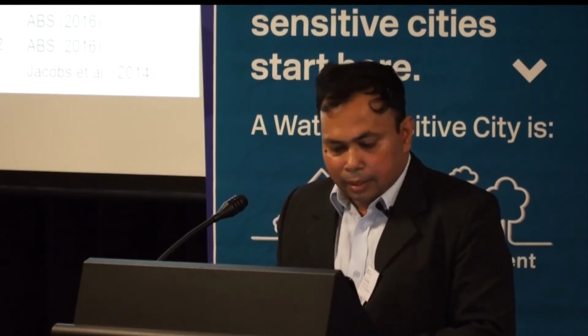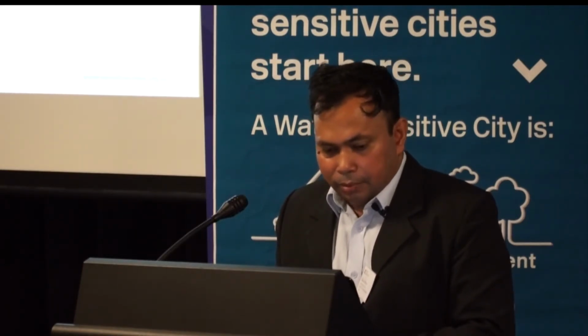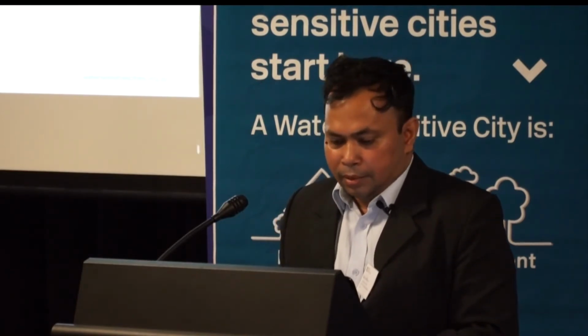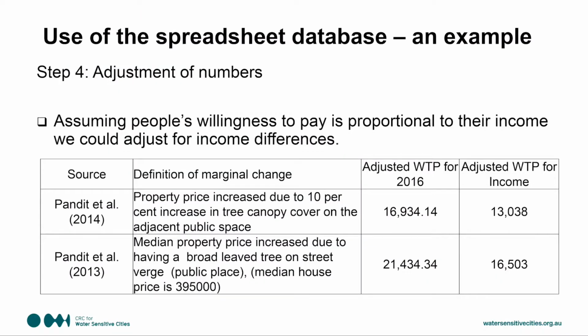Okay, given this, let's say that we work with the Perth numbers. We already get the willingness-to-pay numbers, adjusted, from the database. Now we have to adjust for our income, and in this case I have assumed it's proportional to income. People's willingness to pay increases as they have more income, and based on these linear estimations, we can adjust the willingness to pay numbers.